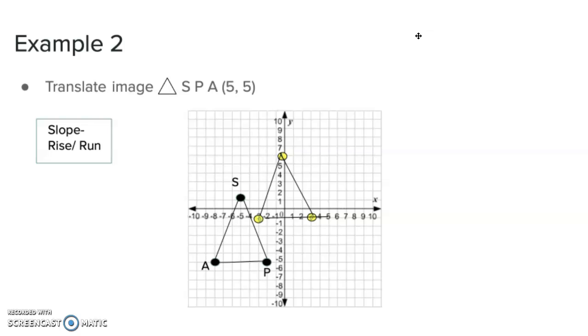If it was on the rise, then with the negative the coordinate would have to go down, and if it was run, then it would have to go to the left. And that's only for negatives. Now this one, example 2, has 3 points, and it's just one less than the previous one that had a parallelogram.